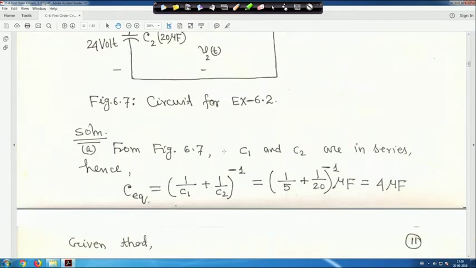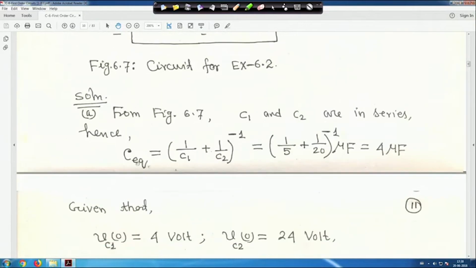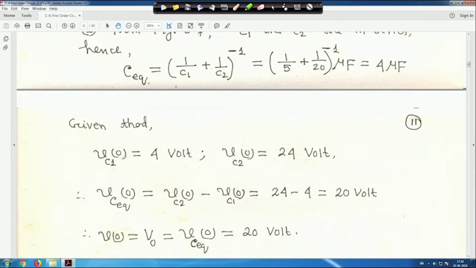In the figure, these two capacitors, C1 and C2, 5 microfarad and 20 microfarad, are actually in series. So, it is equivalent to the way you do parallel resistors. Therefore, Ceq is equal to (1 upon C1 plus 1 upon C2) to the power minus 1, the reciprocal. So, 1 upon 5 plus 1 upon 20, reciprocal, becomes 4 microfarad, that is Ceq. Given that Vc1(0) is 4 volt and Vc2(0) is 24 volt.